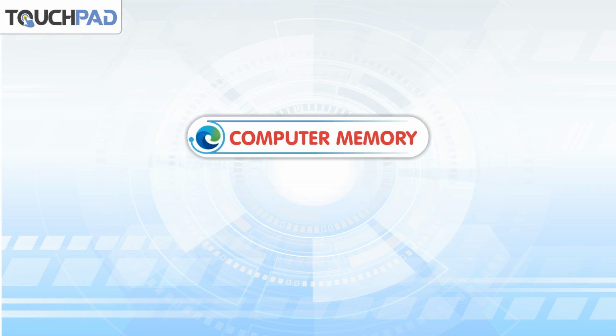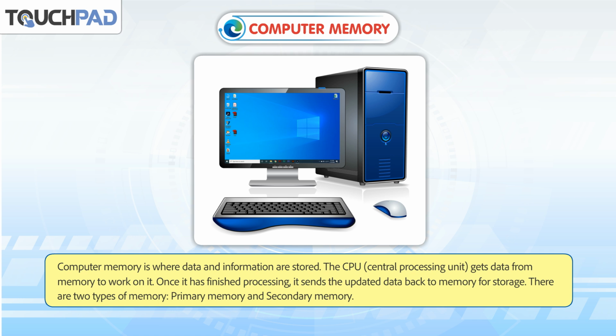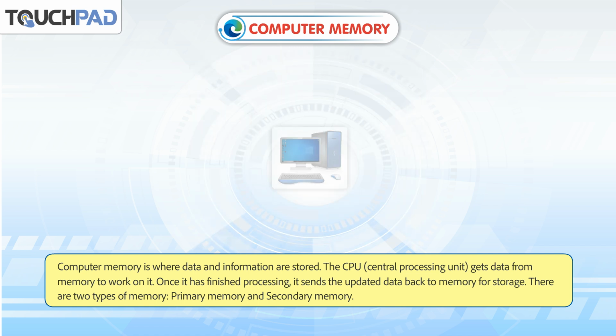Computer memory. Computer memory is where data and information are stored. The CPU, Central Processing Unit, gets data from memory to work on it. Once it has finished processing, it sends the updated data back to memory for storage.